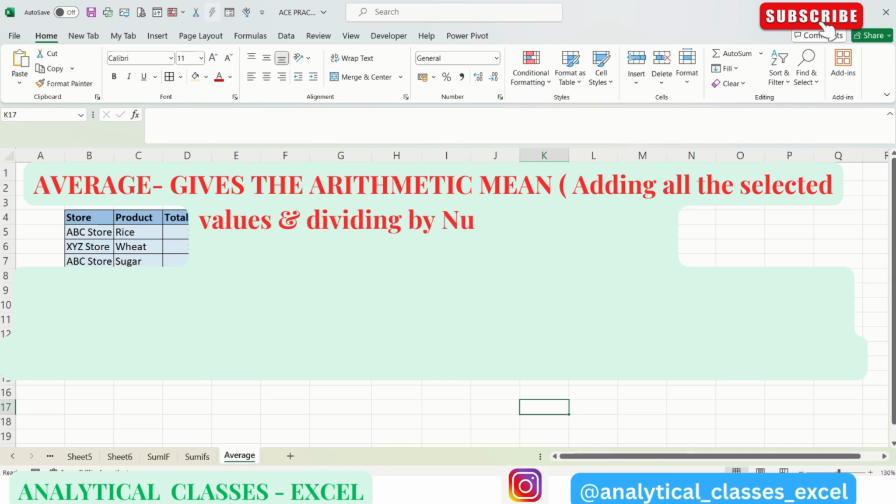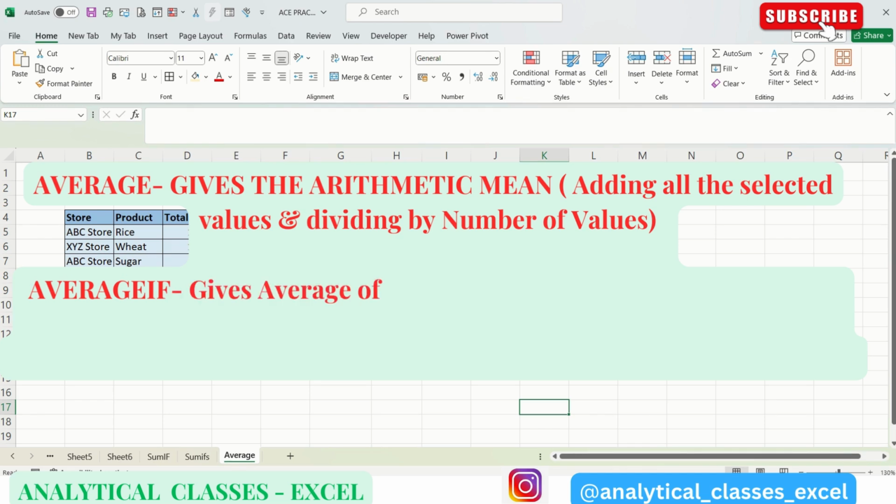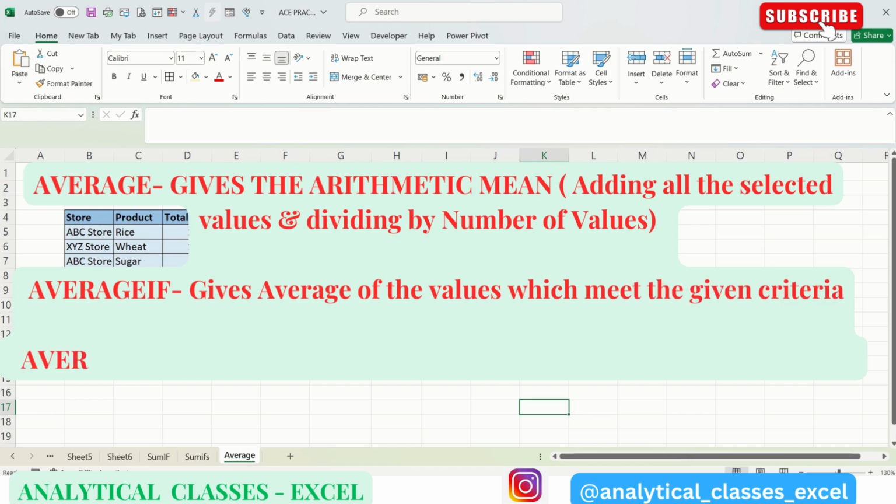So average is used to calculate the arithmetic mean of the given cell range. It sums up all the values in the cell range and divides by the number of entries. So that is called the arithmetic mean. So by average we get the arithmetic mean.